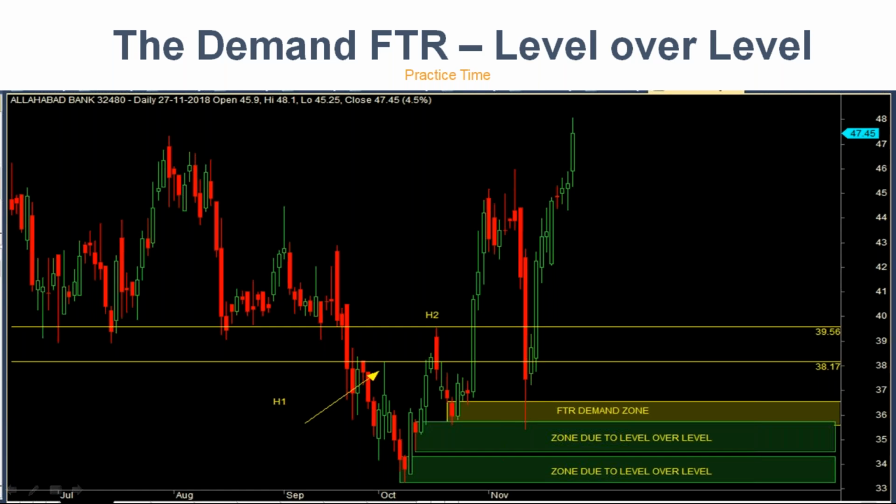Going forward, I will not teach you level over level. Level over level should be part and parcel of your thought process. The moment you see it, you should figure it out. It should not come as rocket science. It should come in your blood now. The moment you see a level over level, price can react there also. That is where it does cheating.